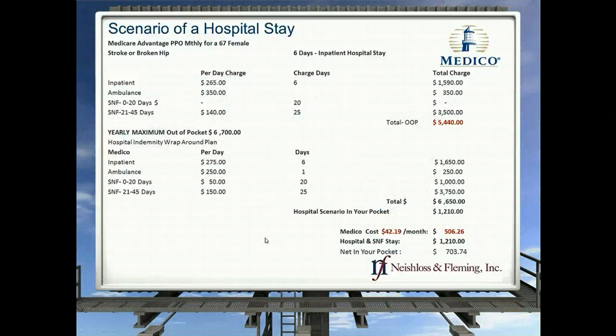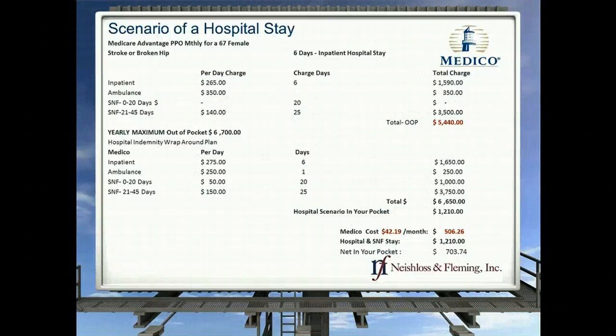So here's a scenario of a hospital stay that Medico had created that I thought was really applicable and kind of speaks to the value of this wrap style approach. The scenario is a Medicare Advantage PPO, 67-year-old female that has a stroke or a broken hip, something that would result in about 45 days in a skilled nursing facility.